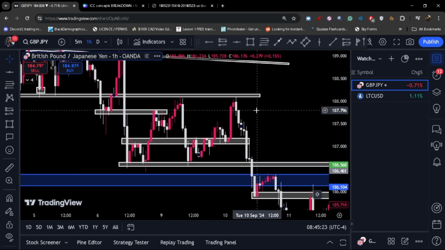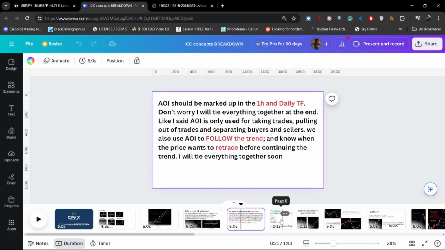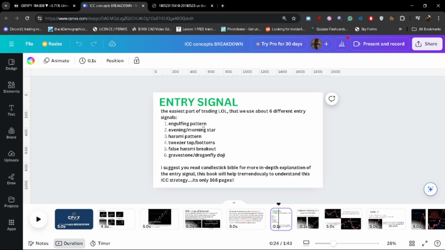Now, in terms of your confirmation, when price reaches your area of interest, guys, it really depends on a lot of things, right? So I usually wait for 6 confirmation signals, not wait, but like if I see any one, I take my trade, right?